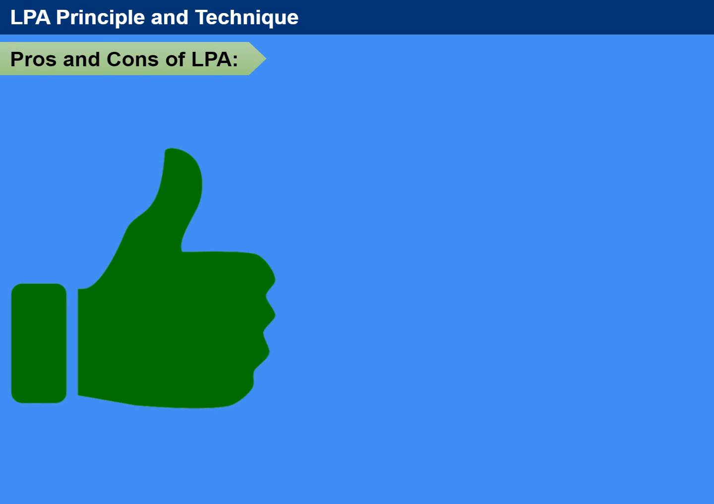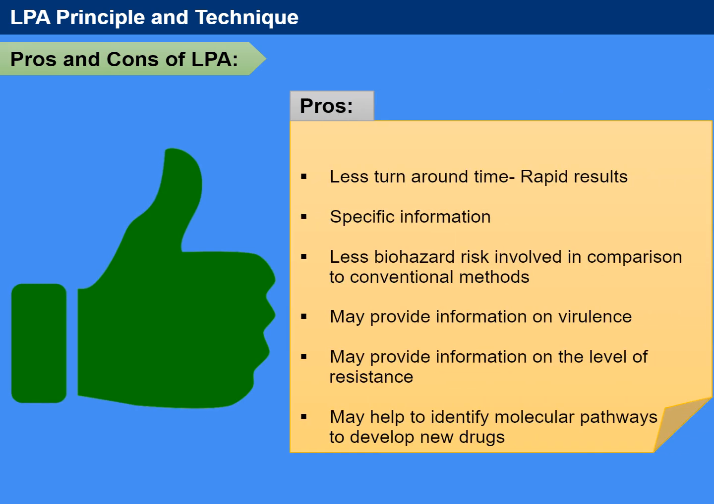Pros of LPA include less turnaround time, or rapid results, specific information, and less biohazard risk involved in comparison to conventional methods. It may provide information on virulence, may provide information on the level of resistance, and may help to identify molecular pathways to develop new drugs.